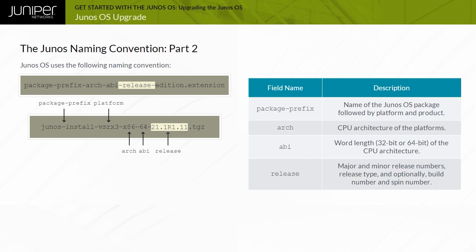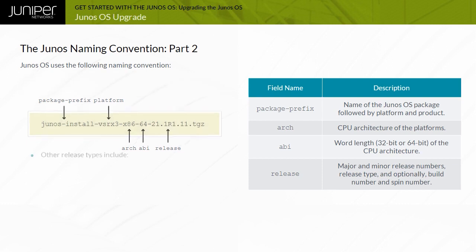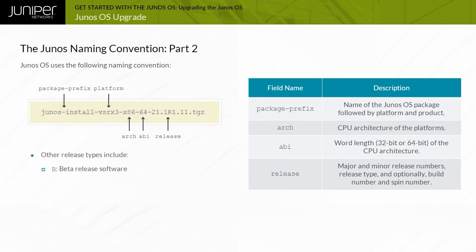The most common type of release is the R release type. The R1 release is the first revenue ship or FRS release. The R2, R3, and following releases are maintenance releases. Other release types include B for beta release software; S for service release software, which is released to customers to solve a specific problem. This release is maintained along with the lifespan of the underlying release. The service release number is added after the R number. And I for internal release software. These are private software releases for verifying fixes.